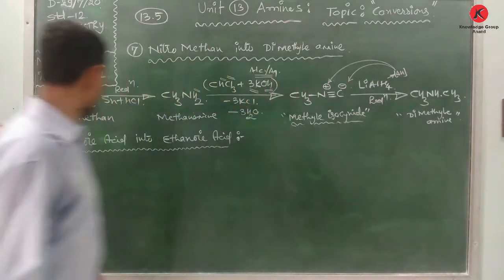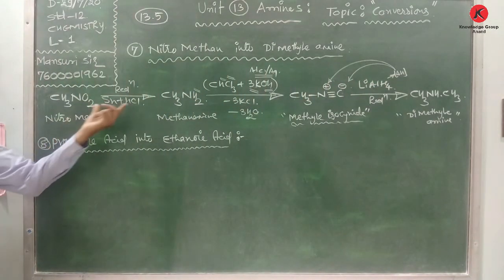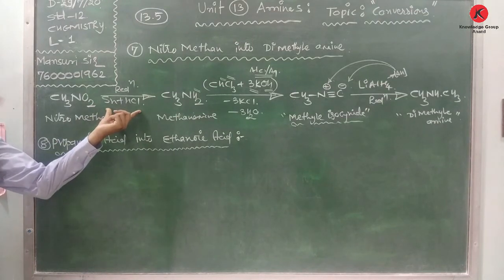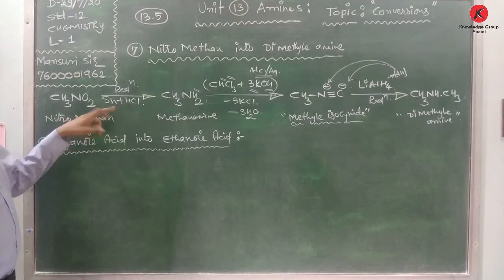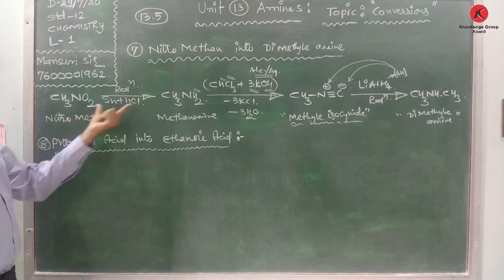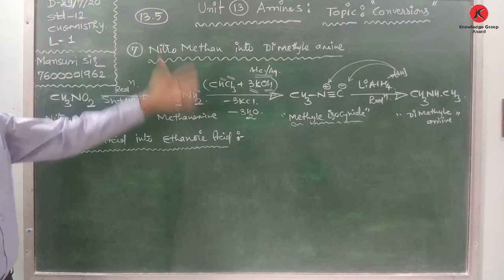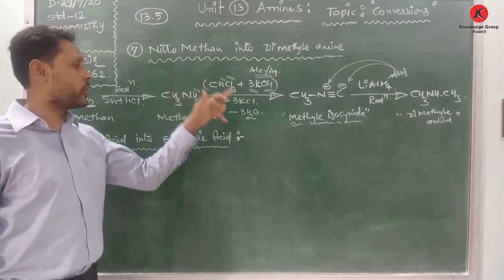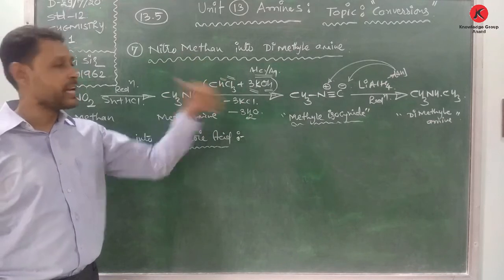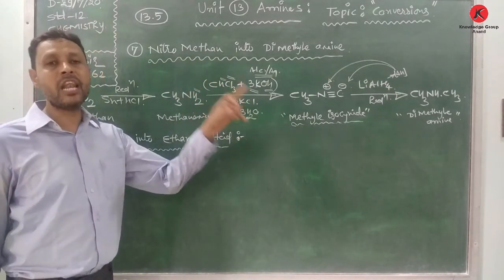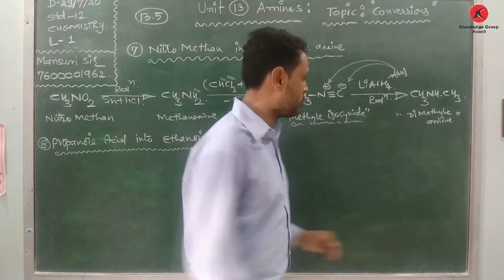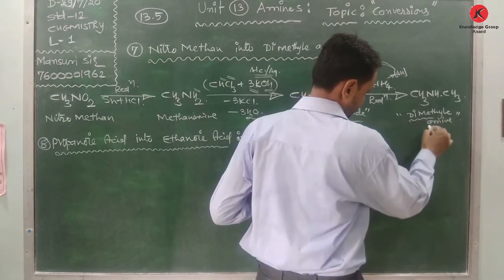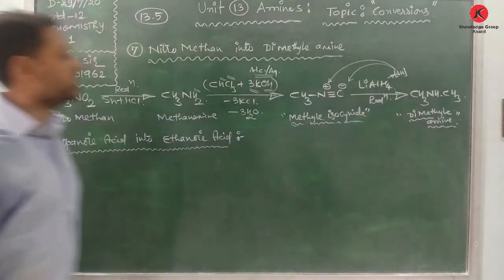So nitromethane reacts with the mixture of Sn plus HCl or Fe plus HCl. You can use iron scrap plus HCl, but Sn is more preferable. So nitromethane reacts with Sn plus HCl, then forms methanamine. Thereafter it reacts with the mixture of chloroform and alcoholic KOH, then forms methyl isocyanide. And after getting this substance, when lithium aluminum hydride is used, then secondary amine, that means dimethylamine, is obtained. So we increased 1 carbon.